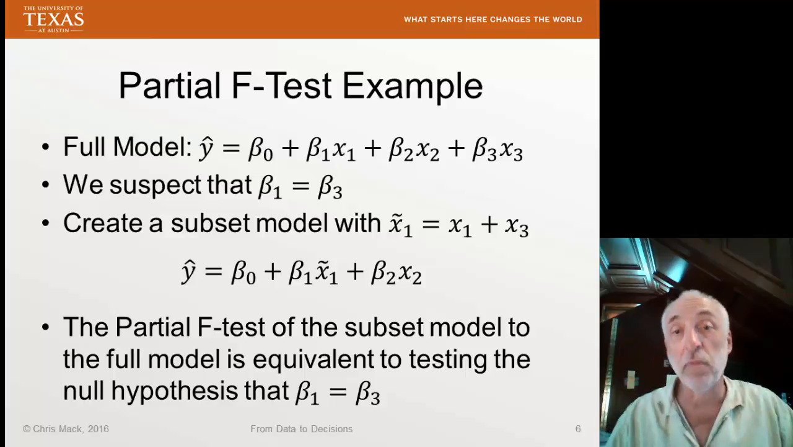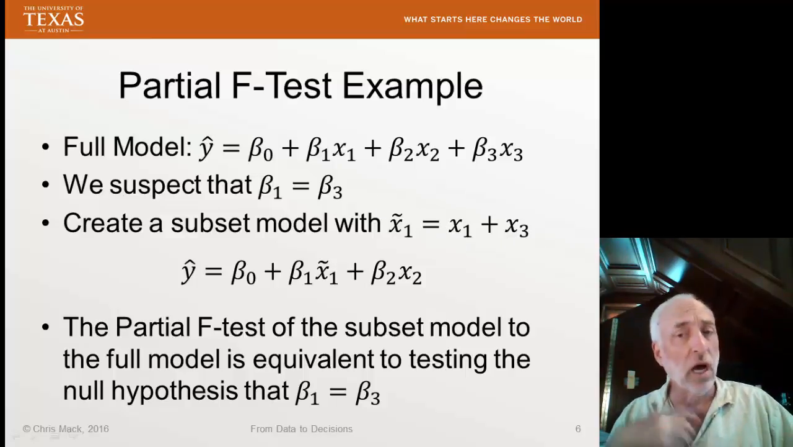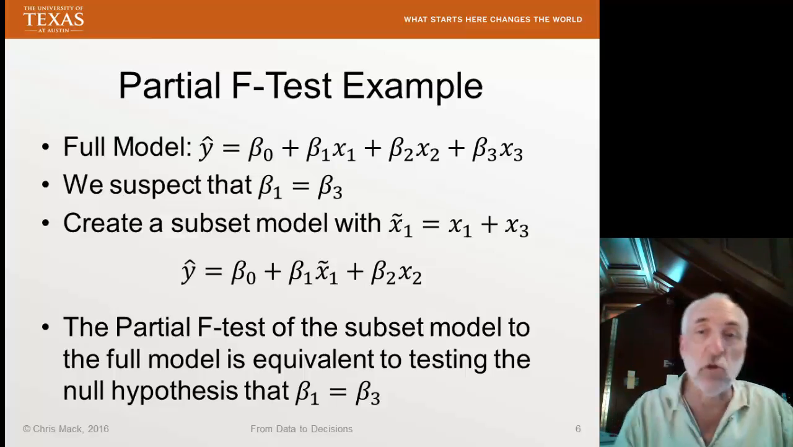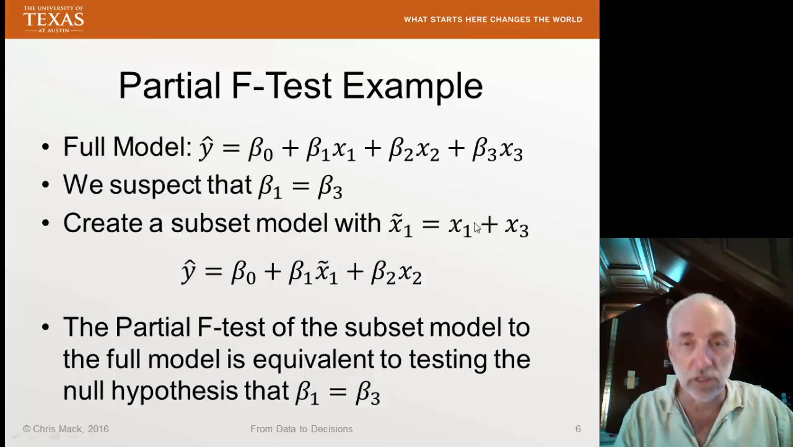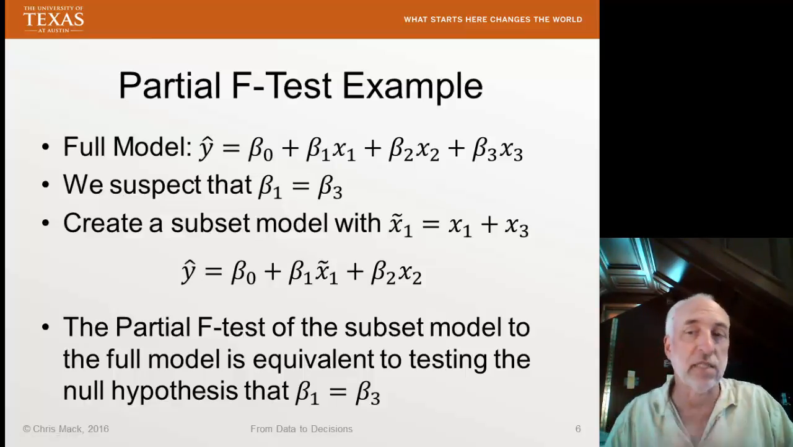We can create a subset model that has a new predictor variable equal to the sum of x1 and x3. It's still a subset model because I don't have any new information being placed into this. In fact, there's less information because I'm only including the sum of these two variables, not the two variables themselves. Because they are both being multiplied by something I suspect are equal numbers, I can combine them with beta 1 as the coefficient of that term. Then I do a partial F-test on the subset model compared to the full model. That's equivalent to testing the null hypothesis that these two coefficients, beta 1 and beta 3, really are equal to each other.